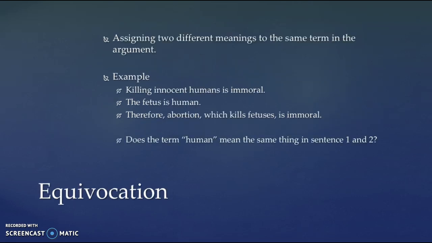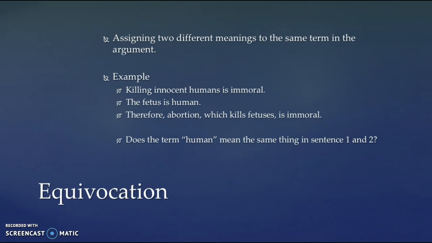Equivocation is an interesting fallacy. It assigns two different meanings to the same term in the argument. So when we're looking at equivocation, that means that we're using a term in two premises, but that the term means different things in each premise. Classic example is the following. Killing innocent humans is immoral. The fetus is human. Therefore, abortion which kills fetuses is immoral.